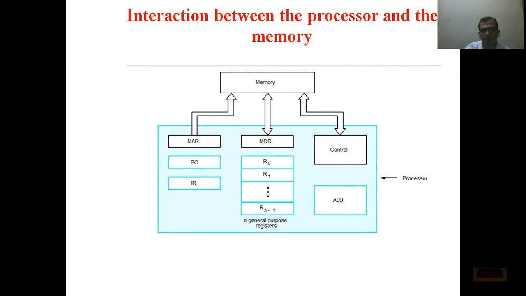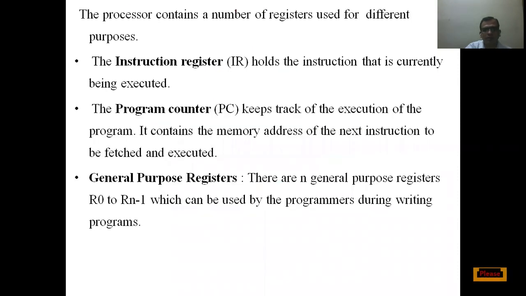Now we will start how the interactions between the processor and the memory take place. Before going to this, we are going to define these components. First, the processor contains a number of registers used for different purposes. The instruction register, IR, holds the instruction that is currently being executed. Whichever instruction needs to be executed currently is stored in the IR.